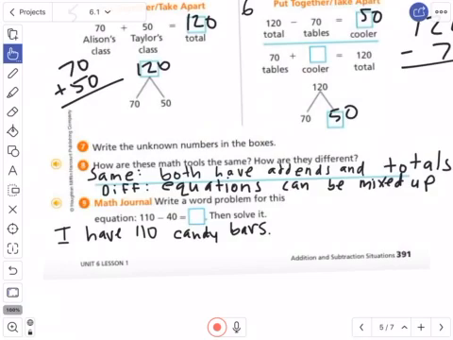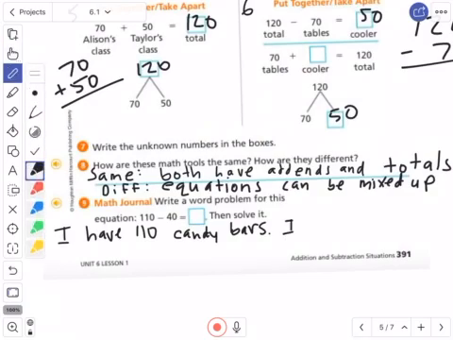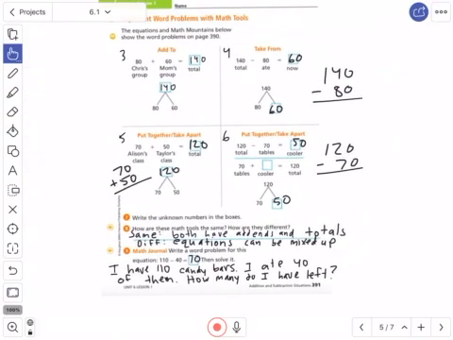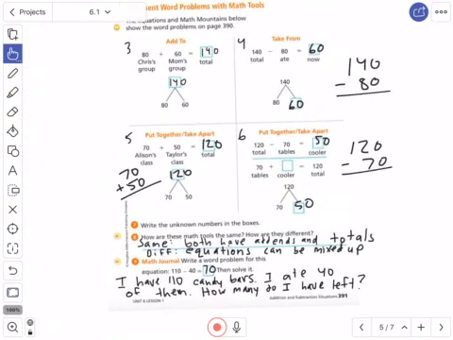So a sample word problem. I have 110 candy bars. I ate 40 of them. Now I'm really sick. How many do I have left? Okay, so I could show my work on that. I know 110 minus 40 is 70. Okay, so I'm going to pause there. Just make sure you have all this for page 391. When you're done, submit this back to Schoology.